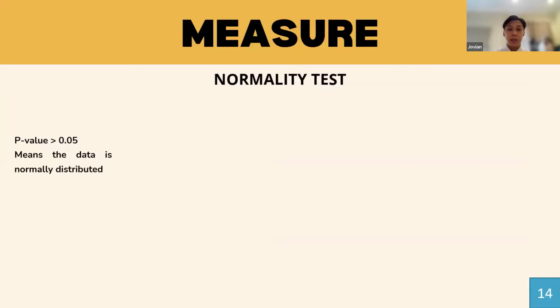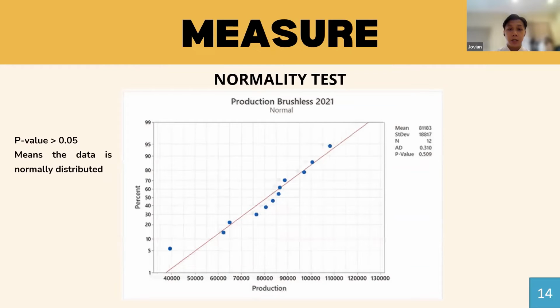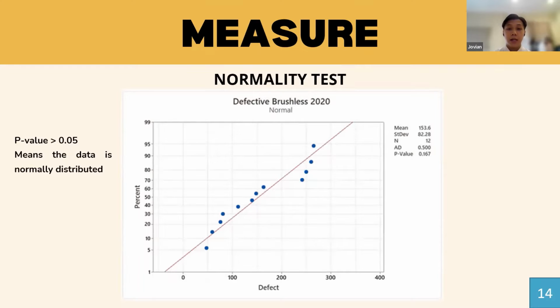And this is the measure stage. But before we go to the measure stage and calculate the DPMO value, the data that we use to calculate the DPMO value must be tested first. Data will be tested by a normality test. Data can be concluded to be normally distributed if the p-value is over 0.05. This is the data that we test: production brushes 2020 and 2021, and then defective brushes 2020 and 2021.